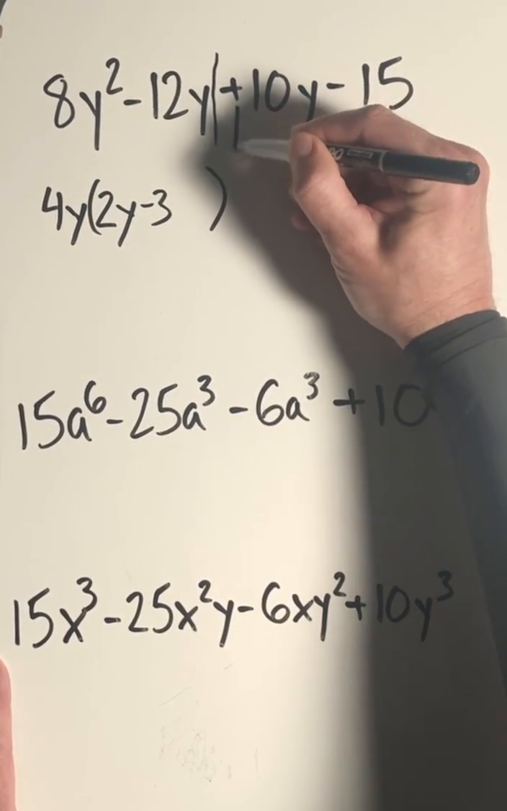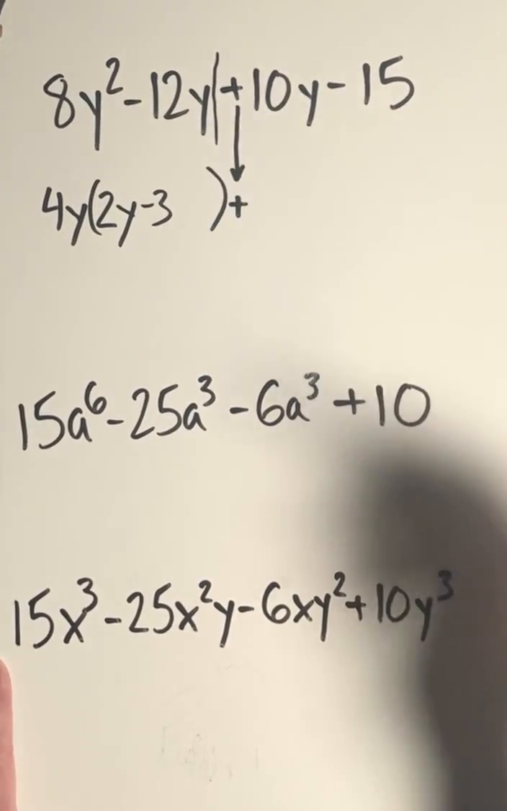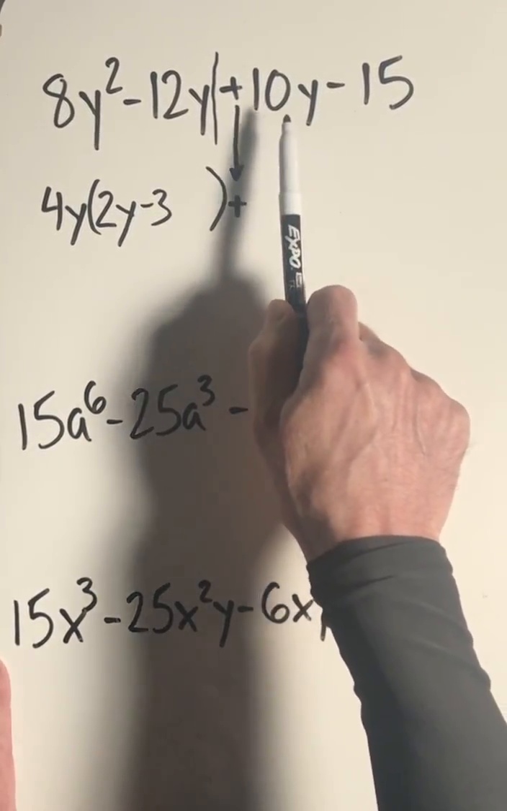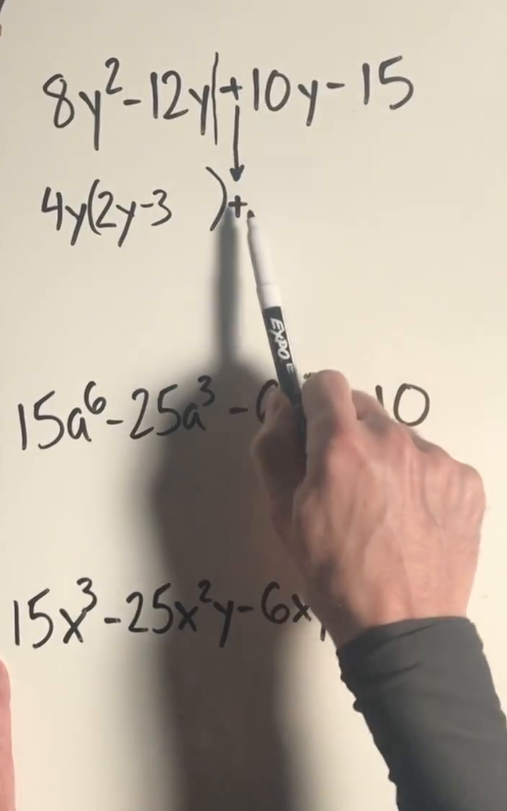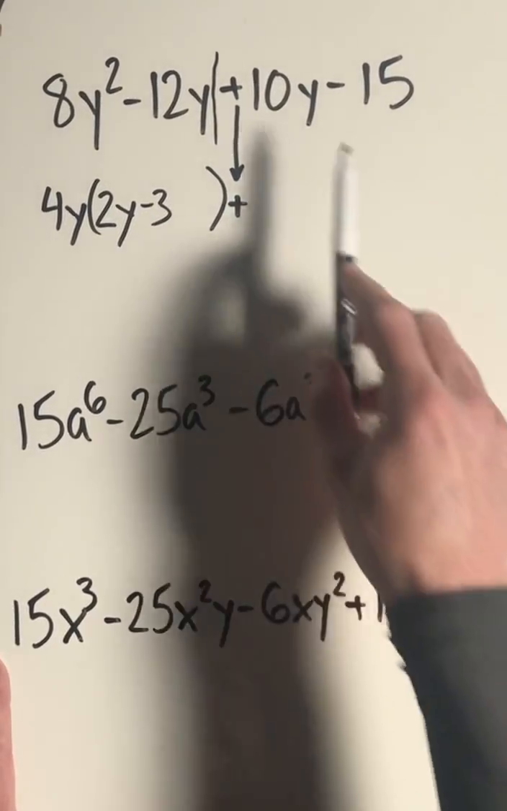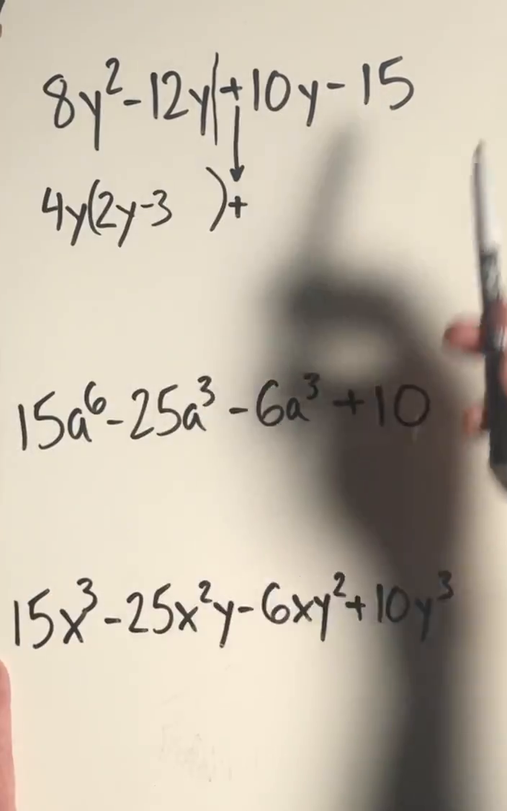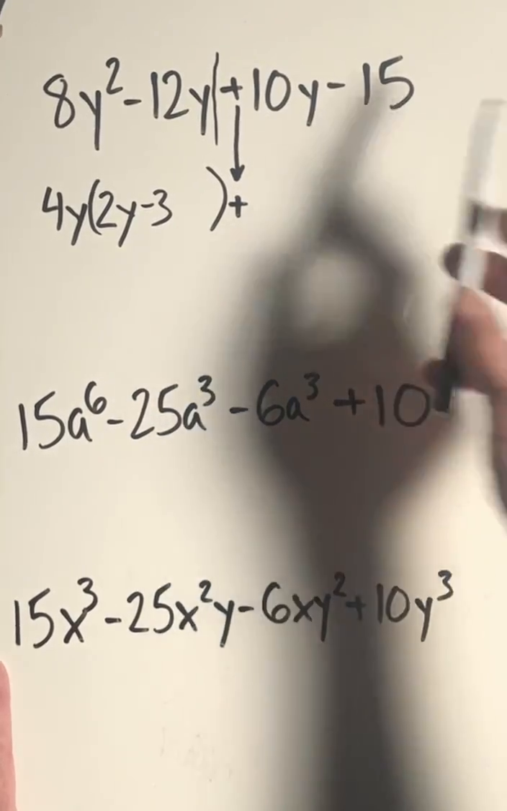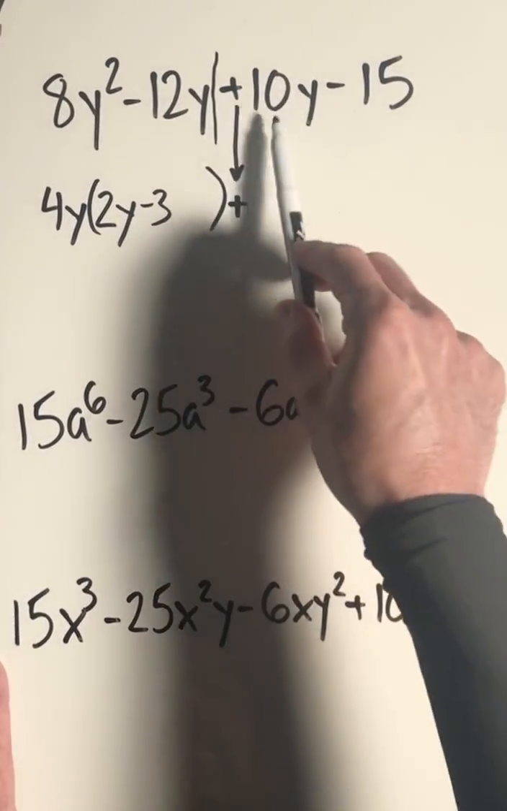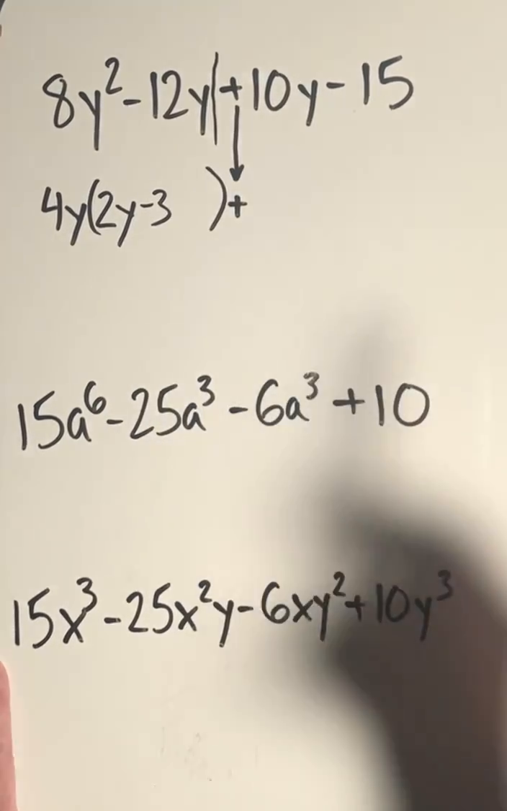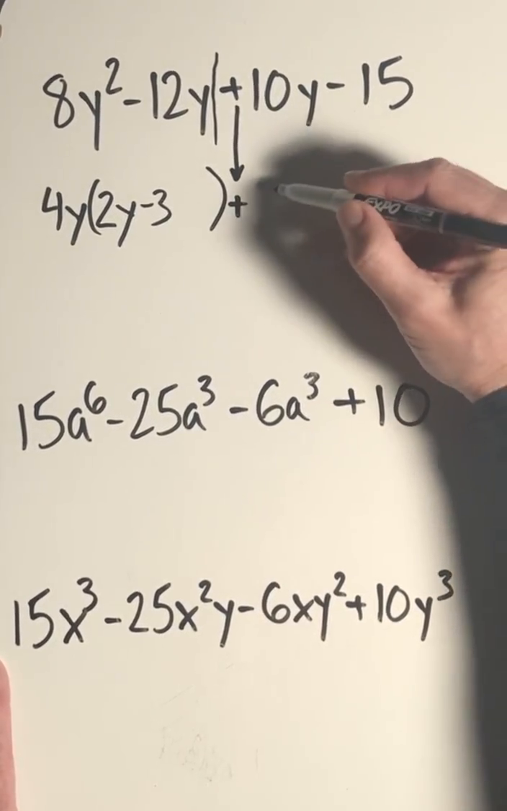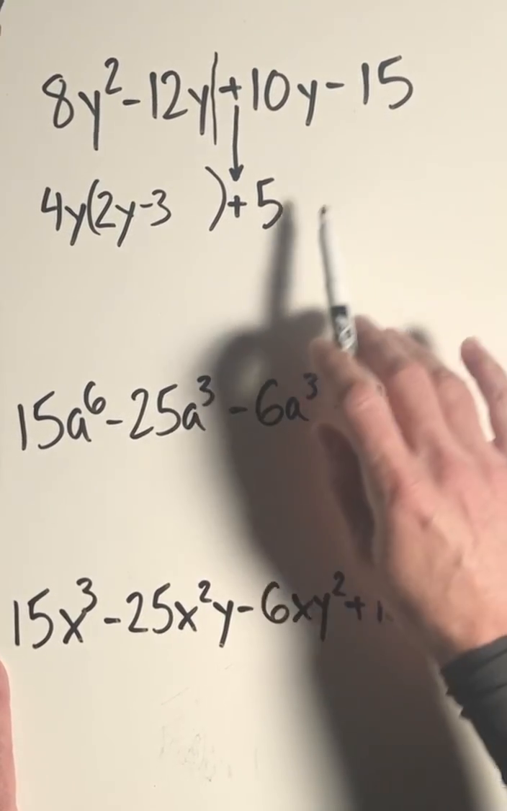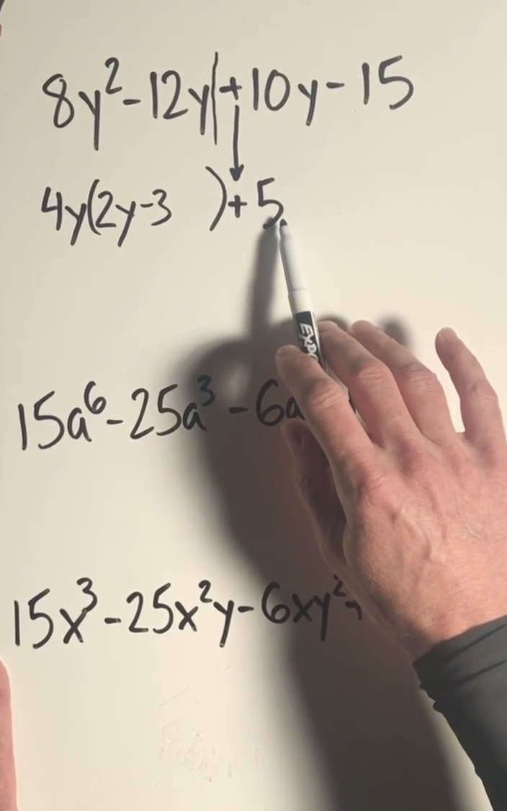I'm always going to bring this sign straight down. Whether it's positive or negative, the sign to the left of the third term, the first term in the group on the right, always comes straight down. So now I'm looking at 10y minus 15 and looking for the common factor between 10y and negative 15. Between 10 and 15, I know that 5 is a common factor, so I will factor out a 5. This term has a y in it, and this one does not, so I know that 5 is the greatest common factor there.